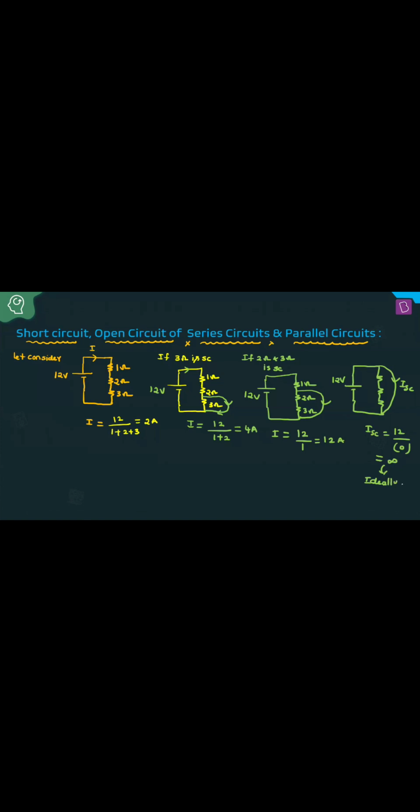Practically, in short circuit conditions, the currents are very high. Ideally infinity means practically the currents are very high. See, here 2 amperes, slowly the current is increasing to 4 amperes, 12 amperes. But this wire has some resistance, no doubt at all. That's why ideally it is infinity, practically it is very high. That is, if series branches are under short circuit condition, what is the observation?